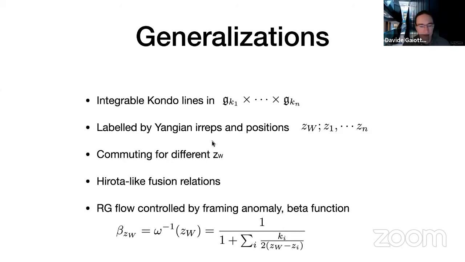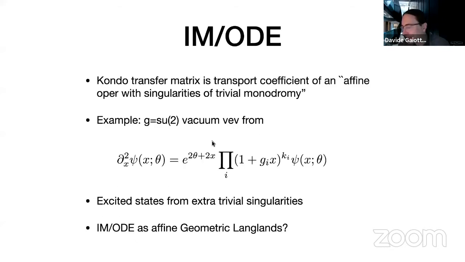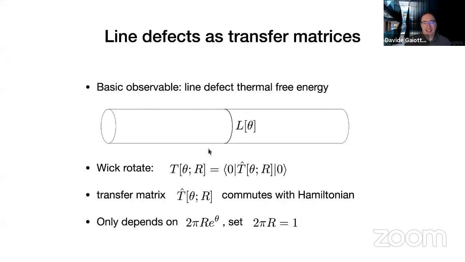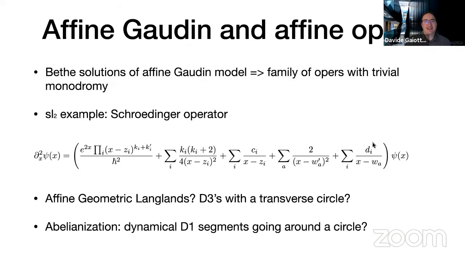Right. Now, the interesting thing is that these integrable Kondo problems have been studied in the integrability literature for a while. There is a whole story about TQ equations, thermodynamic Bethe ansatz equations. There's this ODE/IM correspondence, which predicts that the transfer matrices should encode transport coefficients of some operators. And now these are precisely the sort of operators which we encounter by looking at affine Gaudin models.